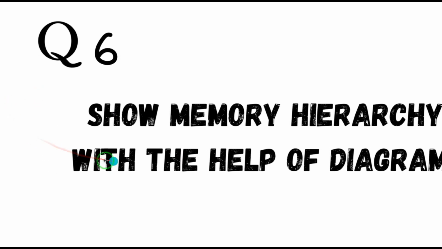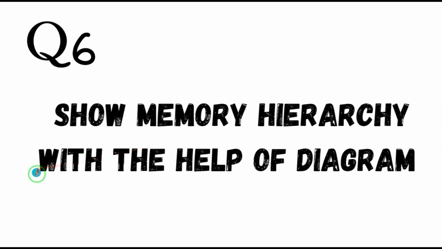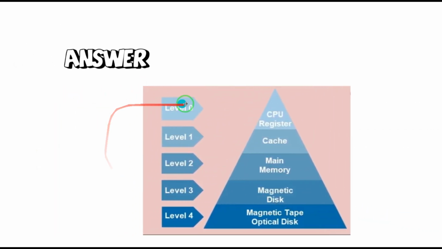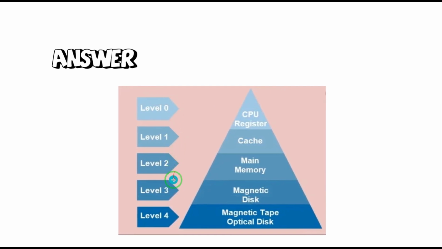Question number 6. Show memory hierarchy with the help of diagram. This is the diagram: level 0, level 1, level 2, level 3, and level 4. CPU, cache, main memory, magnetic disk, magnetic tape, optical disk.